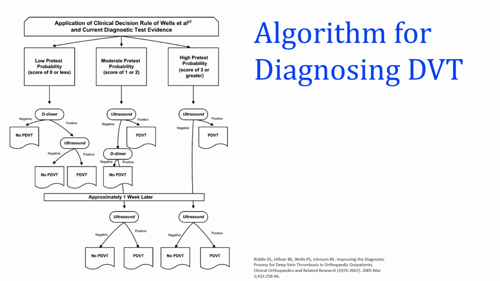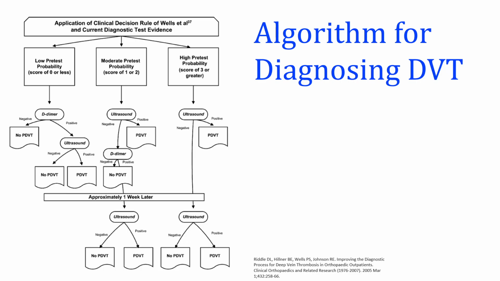This slide shows the clinical algorithm used to diagnose DVT, which combines the Wells criteria with diagnostic testing. First, the Wells score is used to estimate the patient's pretest probability, categorized as low, moderate, or high risk. For patients with low probability, a D-dimer lab test is typically performed first, and if it is negative, DVT can usually be ruled out. For patients with moderate or high probability, the next step is typically compression ultrasound, which is the primary imaging test for detecting a thrombus.